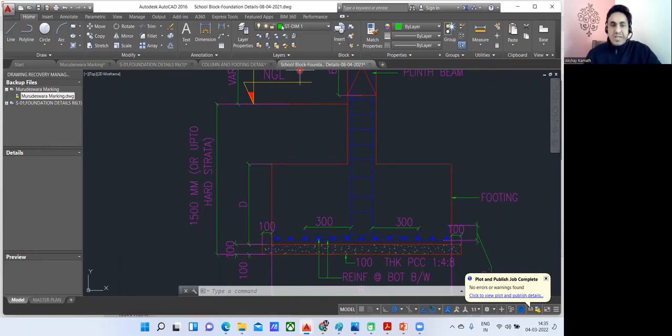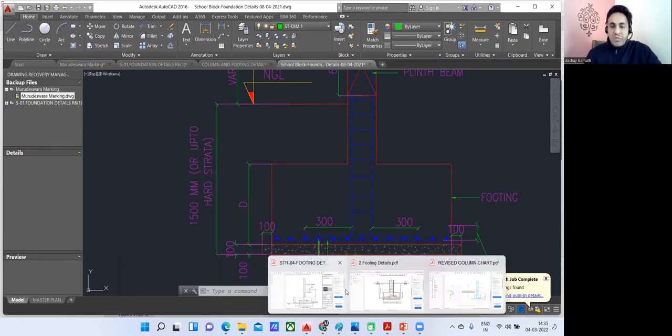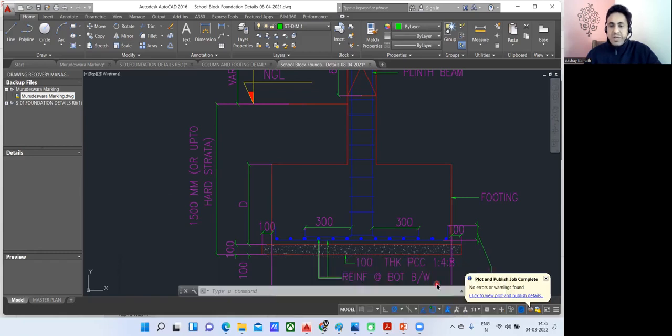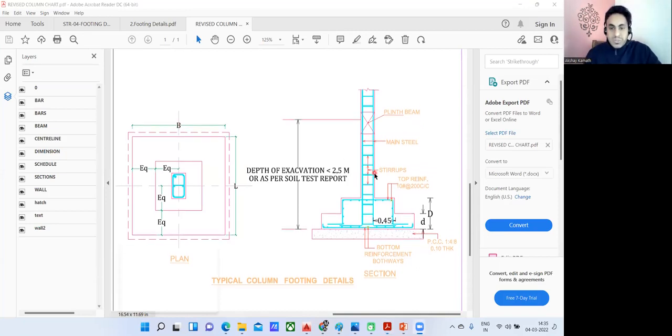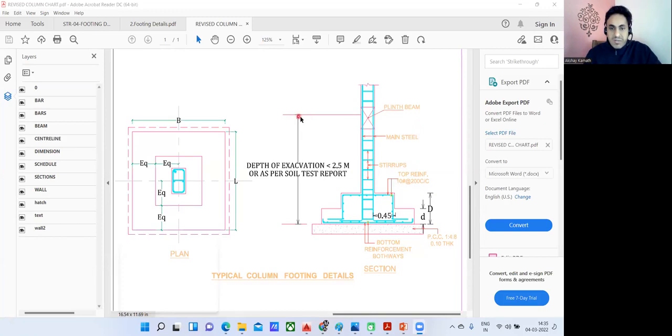And finally I'll take you to one more drawing now, where we had done the total station marking, right? So this is that particular project where we had done that total station marking. For that particular project, see this is that level. From here to the bottom, that is up to the top of the foundation, they have written depth of excavation less than 2.5 meter or as per soil test report.